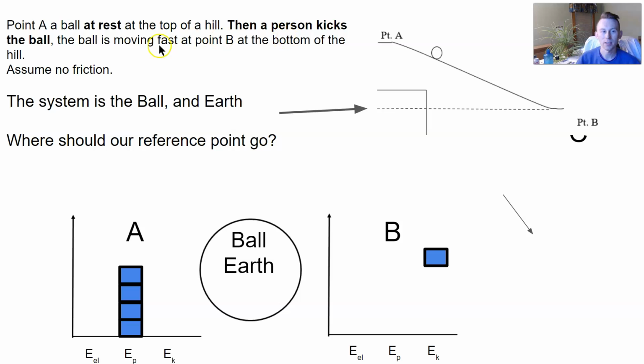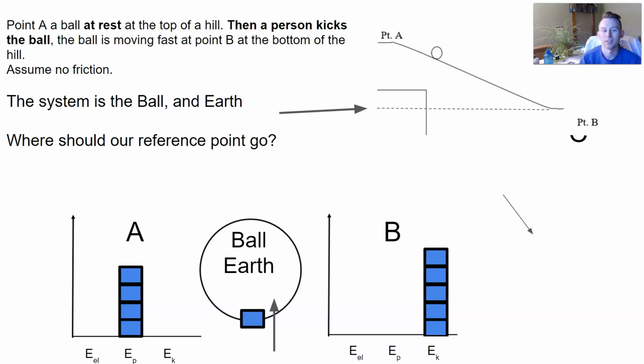Now it says, then a person kicks the ball. Person is not part of the system. They're applying a force to the system. So we're going to have some energy go into the system. You could have as much energy go into the system as you want. You could have started with 1 bar in potential. Doesn't matter to me. And you could have had 6 bars go in right here. I just chose to do it this way.